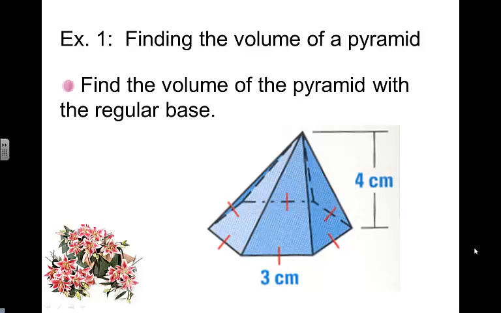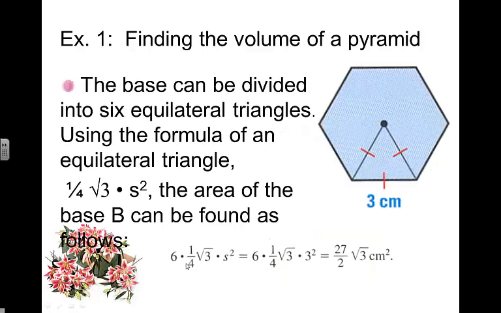Now, if it's not a perfect pyramid, find the volume of the pyramid with the regular base. Alright? So I would have to figure out the area of this polygon. And again, for that we're going to have to use the apothem. So the base can be divided into 6 equilateral triangles, using the formula of an equilateral triangle. If you look at this, I see that this is 3. If I split this in half, this would be 1.5. And if I find the apothem, I'm going to have 1.5 here and I have 3 here. So 1.5 squared plus b squared equals 3 squared. And that's how I would find the apothem.